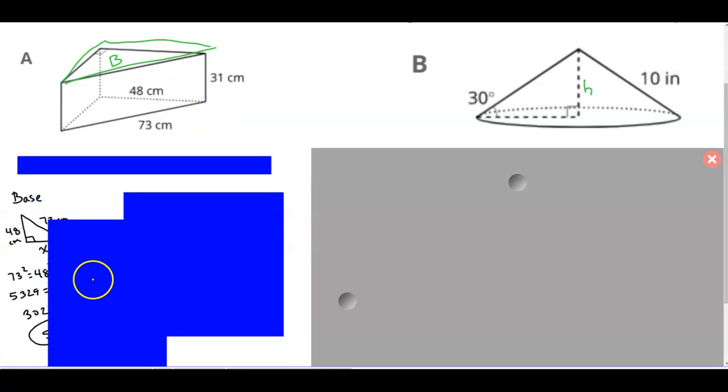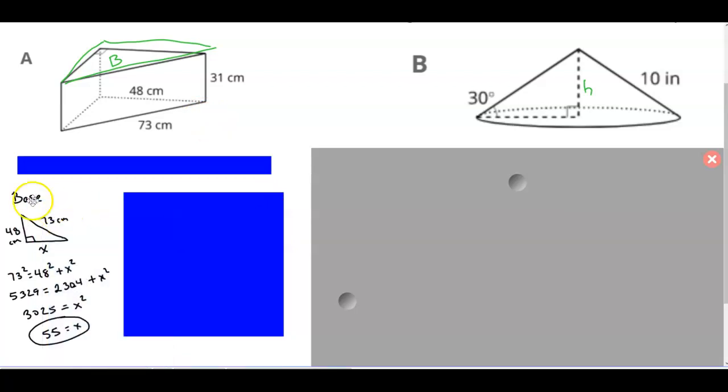So what I'm going to do is actually calculate, I'm going to draw that out. I just redrew the base. I took the bottom here, redrew it. It's a right triangle. See the 90 degrees up top? So we have a 48 length, an unknown length, and we know the hypotenuse is 73. So 73 squared equals 48 squared plus x squared.